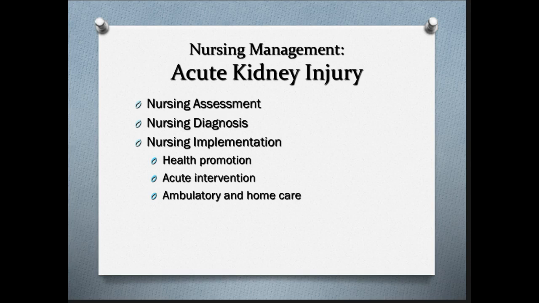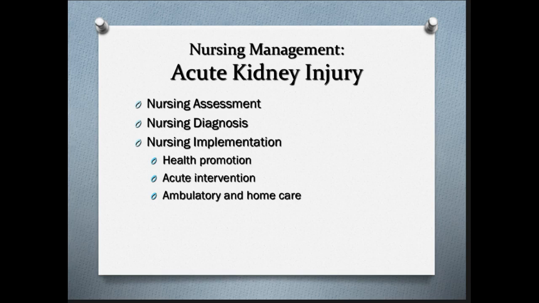When we talk about health promotion, the biggest thing is prevention and early recognition of acute kidney injury. These are the most important components. Prevention is primarily directed toward identifying and monitoring high-risk populations and helping to control the exposure to nephrotoxic drugs and industrial chemicals, and also preventing any prolonged episodes of hypotension or hypovolemia for patients that are admitted or come into the hospital.